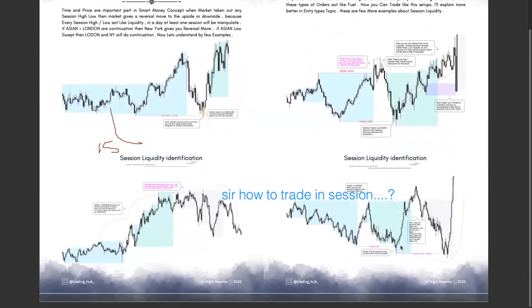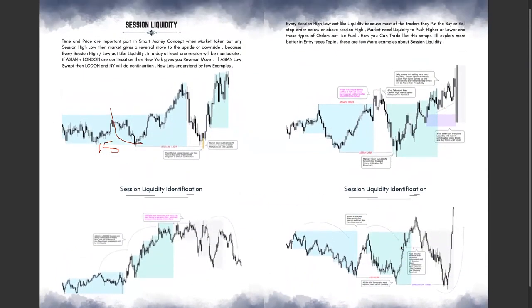How to trade session? To trade any session, you have to first mark the previous session high or low. Okay, and every day, one session will be manipulated. If market is bullish or bearish, doesn't matter, but one session will be manipulated at least in a day, right? If Asian is bearish, right? If Asian is bearish and London is bearish, then New York will be bullish most of the time.